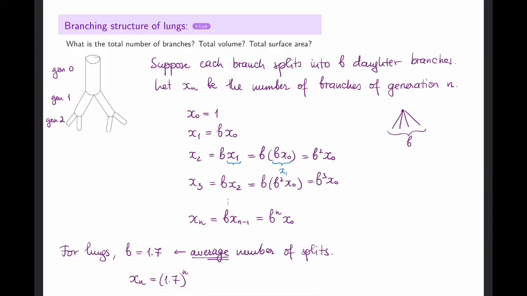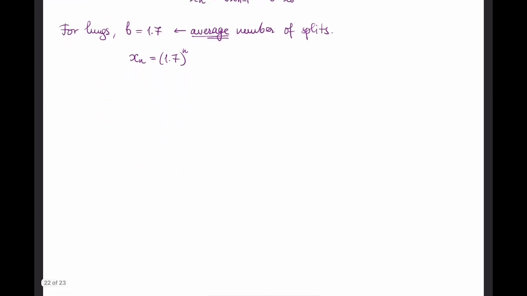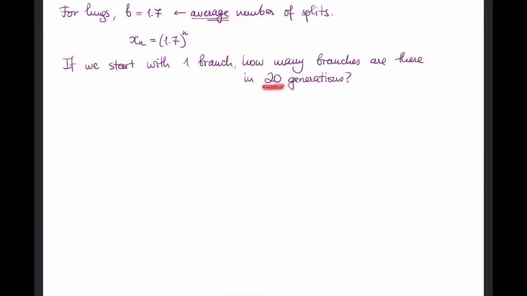The other question that we can ask is not only how many branches are there in the nth generation, but rather how many branch segments are there altogether by the time we get to a certain generation. In lungs, we know that the number of average generations in an average human's lung is about 20. So let's think about how we can approach that question. If we start with one branch, how many branch segments will we have in 20 generations? Now, this of course means that we will have to add up the number of branches from every generation up to 20. So what do we have altogether?